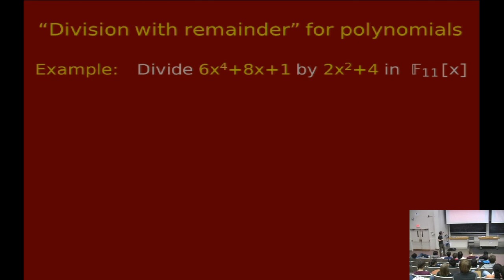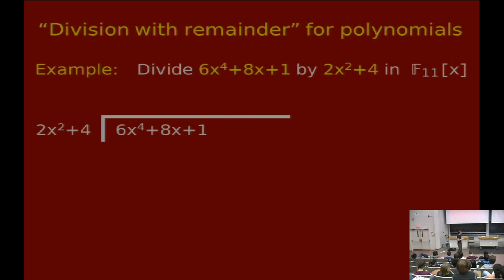Polynomial division. It's like division with remainder. So suppose I say, here are two polynomials, 6x to the fourth plus 8x plus 1, and this one, where the symbol is x and the coefficients are mod 11. So divide. So you do it just like in elementary school. Maybe you've done this before at some point in your career. You draw this little table, like 2x squared plus 4 into this thing. And you first look at the largest part and try to multiply it by something to get that to match up.